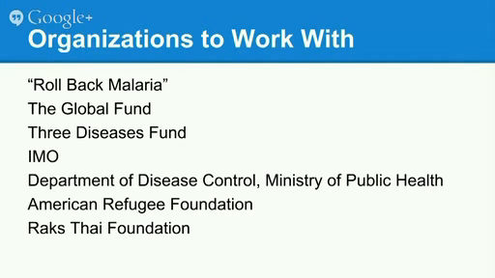So the organizations that we're thinking about working with that would be beneficial to our cause is the Rollback Malaria organization, and it was launched in 1998 by WHO, UNICEF, UNDP, and the World Bank, and it's comprised now of more than 500 partners. We're also planning on working with the Global Fund, as we talked about earlier, with their grants that they have available. The Three Diseases Fund, IMO, Department of Disease Control, Ministry of Public Health, American Refugee Foundation, and the Rak Thai Foundation.